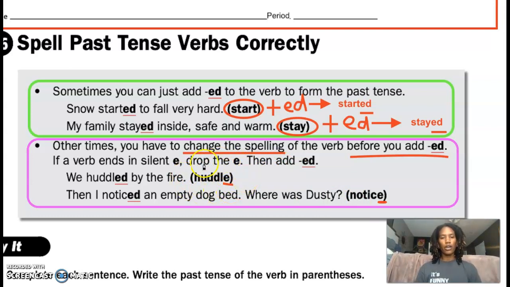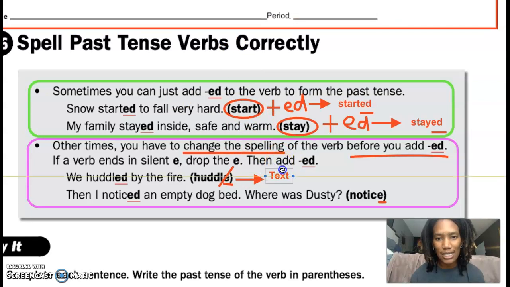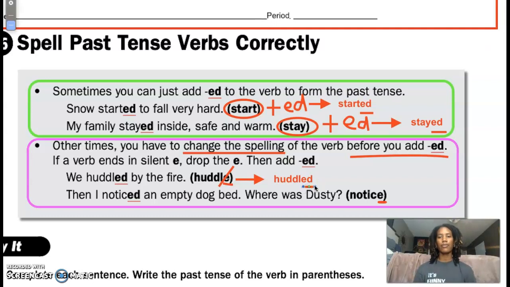This is our verb. Huddle is our verb, for example. What I will do here is I will take away this E, and then huddle becomes, in the past tense, huddled, right? I took off the E and then I added ed, okay? And now the sentence says, in the past tense, we huddled by the fire, okay?